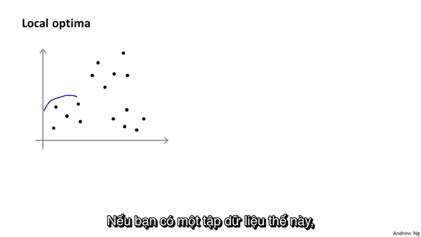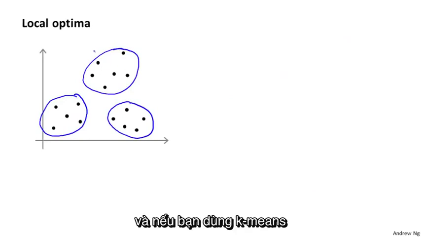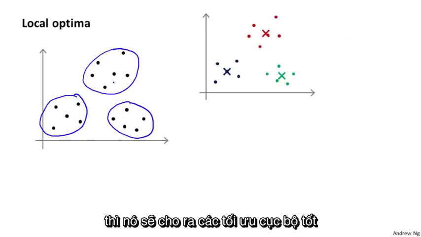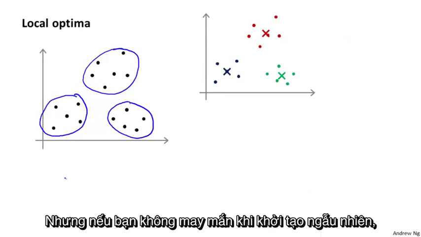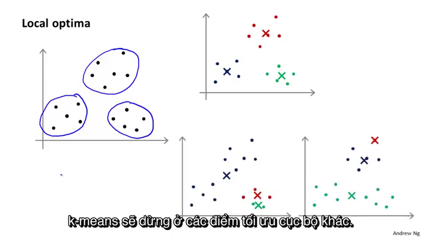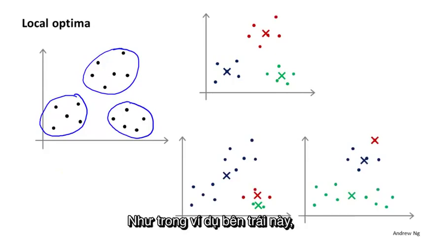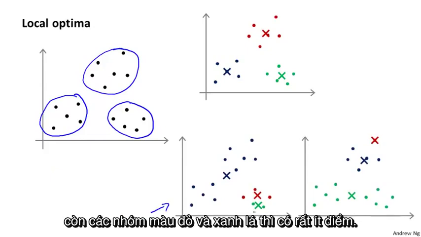If you're given a data set like this, well, it looks like there are 3 clusters. And so if you run k-means, and if it ends up at a good local optima, this might be really the global optimum, you might end up with that clustering. But if you had a particularly unlucky random initialization, k-means can also get stuck at different local optima. So in this example on the left, it looks like the blue cluster has captured a lot of points on the left, and then the red and the green clusters each is capturing only a relatively small number of points.